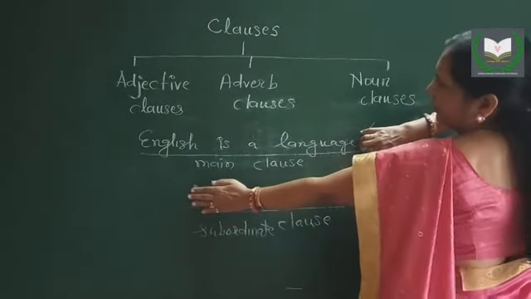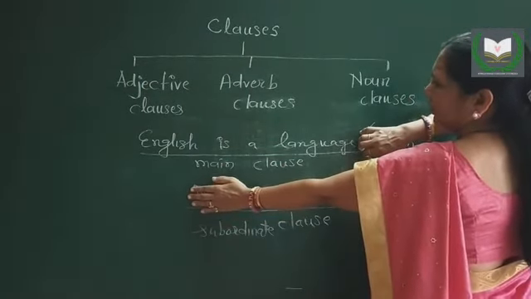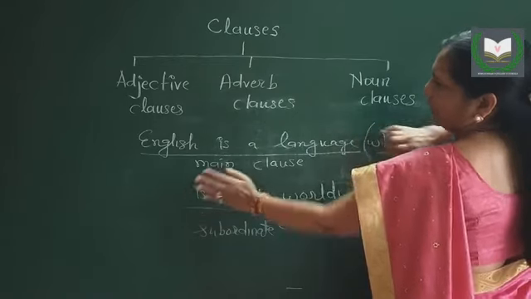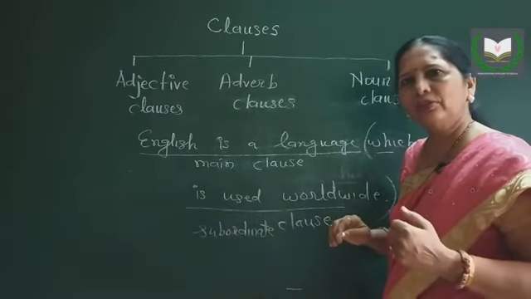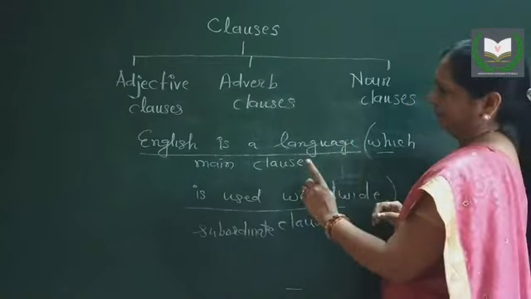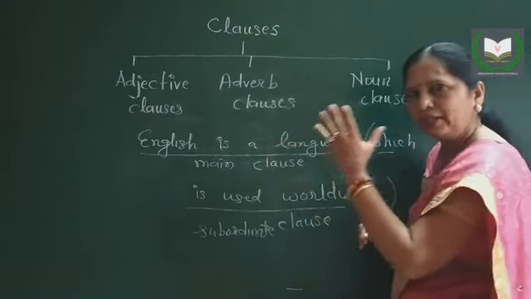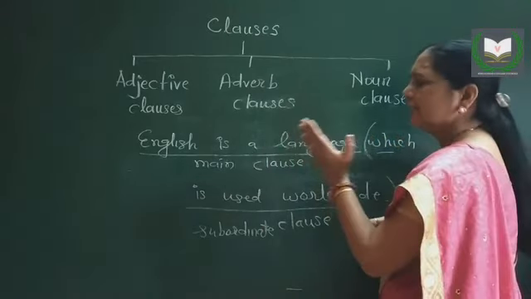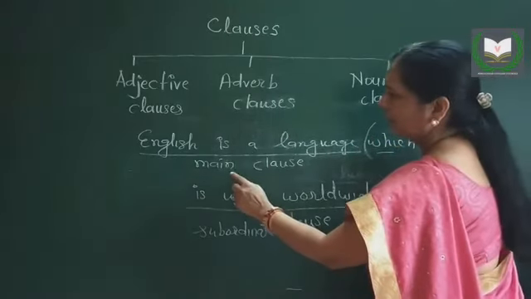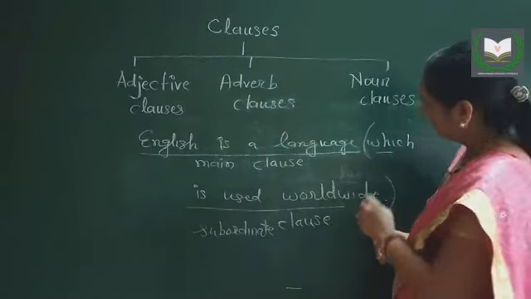Read the sentence. English is a language. So the meaning is complete. When the clause tells you the main meaning of the sentence, it is independent, it is called the main clause. Now think of this.